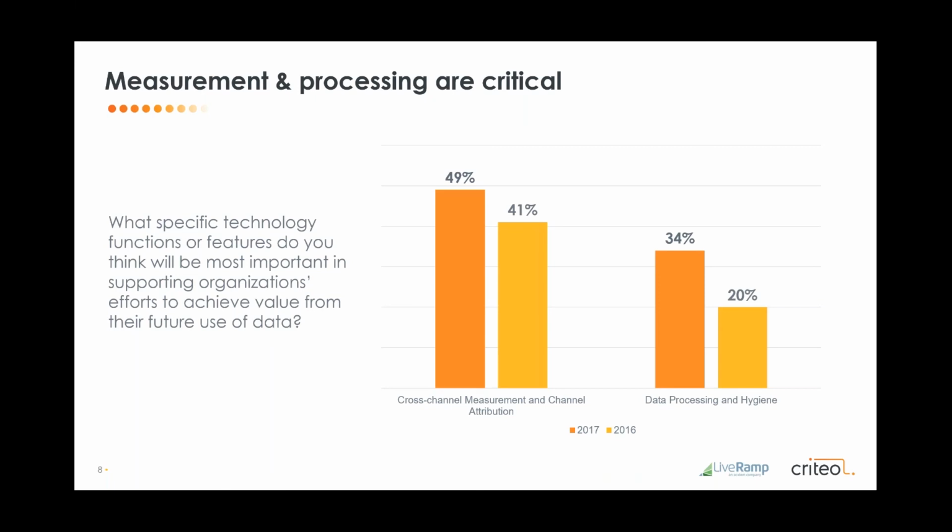On the flip side, it is hard to be accurate in your cross-channel measurement and channel attribution if you don't have good data processing and you don't have good data hygiene. And you can see that that number has increased a full 14 percentage points, from 20% of marketers to 34% of marketers. So we think the messages that we're getting from the market, whether that's what we're hearing in person, from Winterberry, or from Kantar Millward Brown, are all giving the same general message. Marketers want to understand the consumer across all devices, and marketers may need some help in doing that.